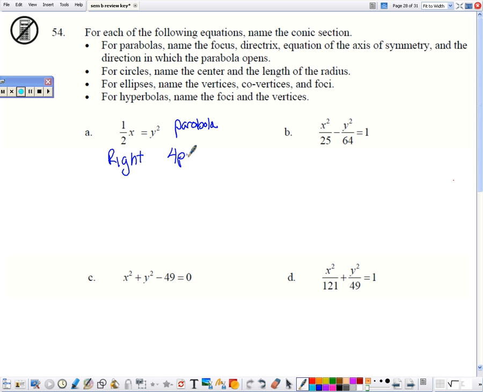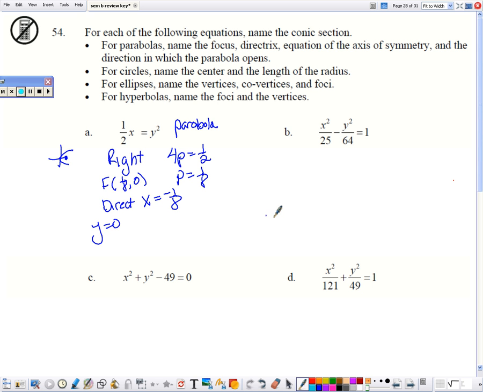And 4p equals 1/2, so that means p is 1/8. So if it opens to the right this way, my focus is at (1/8, 0), and my directrix is the line x equals -1/8. My axis of symmetry is going to be what goes through my vertex, and that is the line y equals 0. And that is everything we have to list for a parabola.